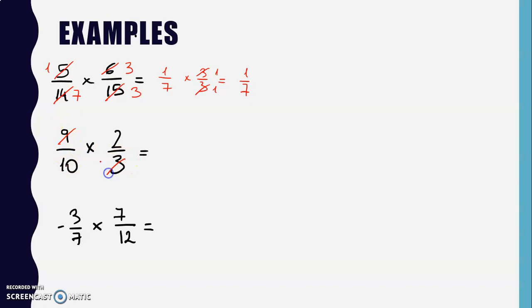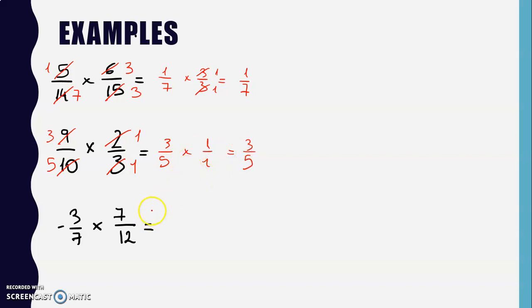9 and 3 can be grouped together. Both numbers are divisible by 3, so we end up with 3 and 1. And then 10 and 2 are divisible by 2, so we end up with 1 and 5. So here the answer is 3/5 times 1/1, which is just 3/5.